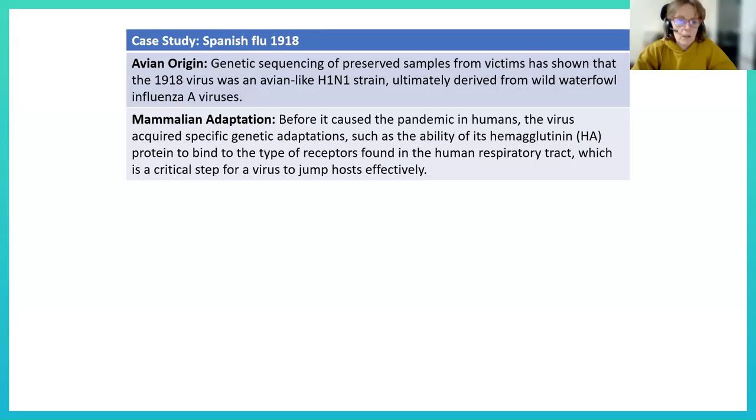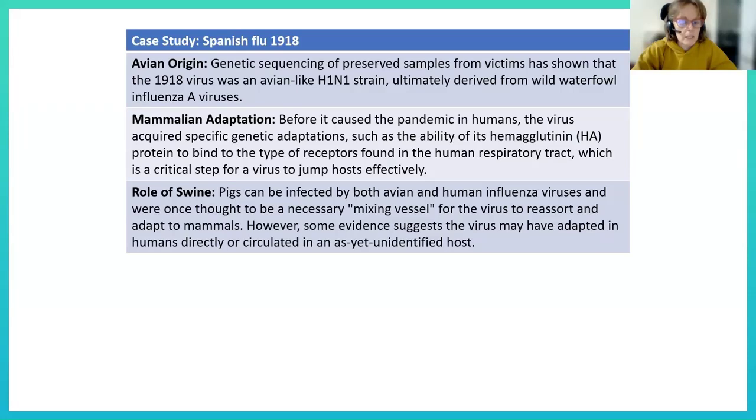So there needs to be a bit of a mutation, a bit of a jump in the genetic makeup of it before it can do this. Pigs are a real issue because they can become infected with both avian flus, such as new strains that arise from this original vector of flu, and human flu viruses. So viruses which have already established in the human population can spread from person to person. They've got all the genetic material to be able to spread easily from person to person.